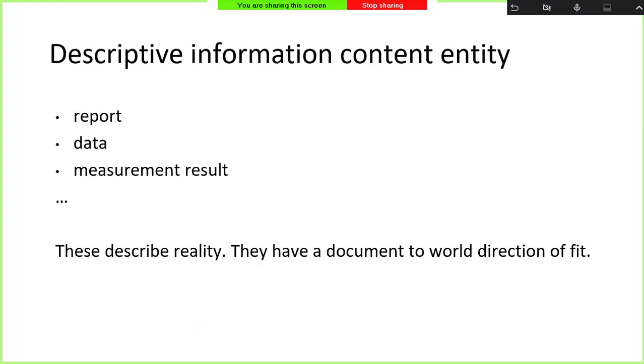Now, there are two main kinds of entity within the information artifact world. There are descriptive entities which describe, and what that means is that they are created in such a way as to capture what the world is like. So we talk about a document to world direction of fit, or data to world direction of fit. We're trying to capture what the world is like. And of course, we have many such documents and data resources in a given manufacturing enterprise.